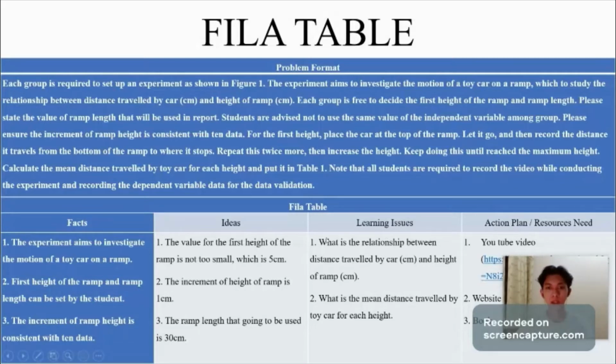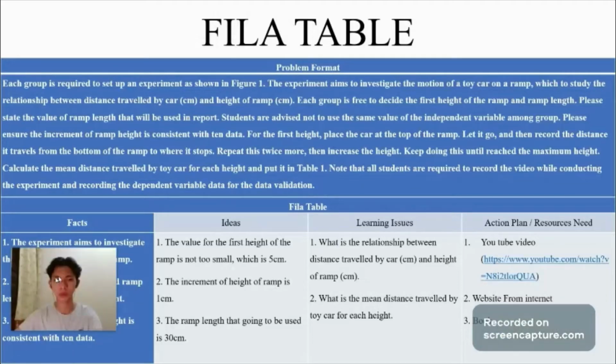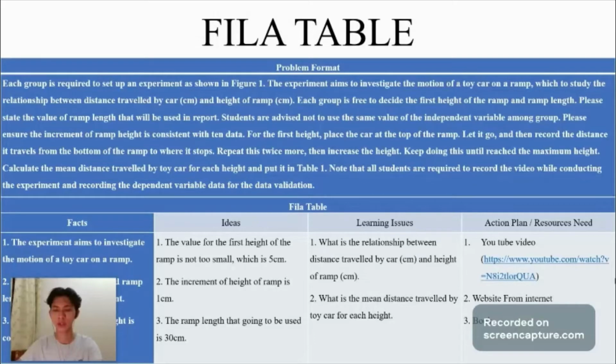The learning issues we got from the problem format are, first, what is the relationship between distance traveled by the car and height of ramp. Second, what is the mean distance traveled by the toy car for each height. And the action plan or resources needed we got from YouTube videos, websites from the internet, and statistics books.